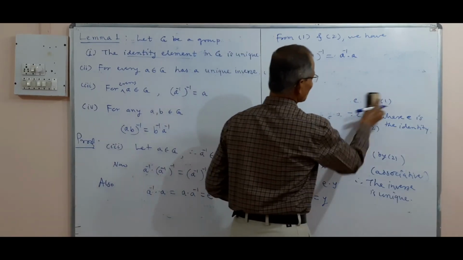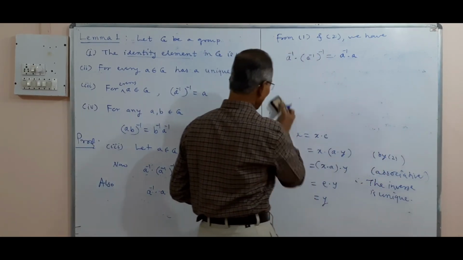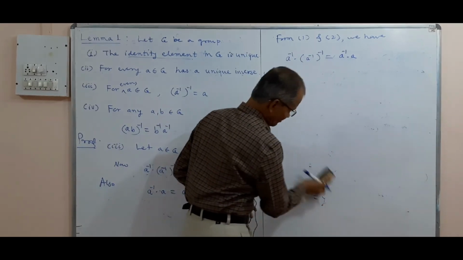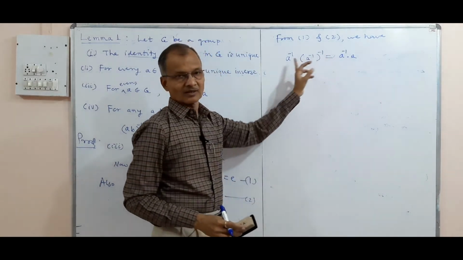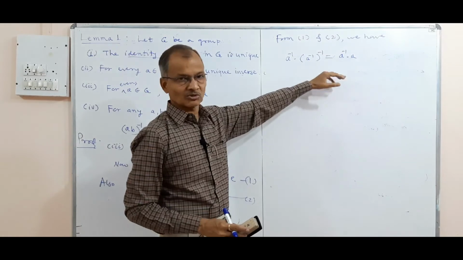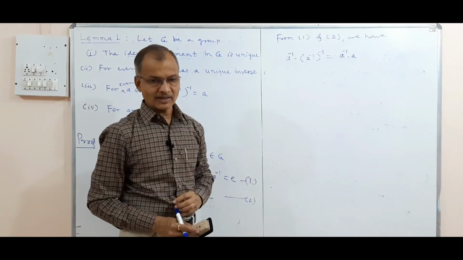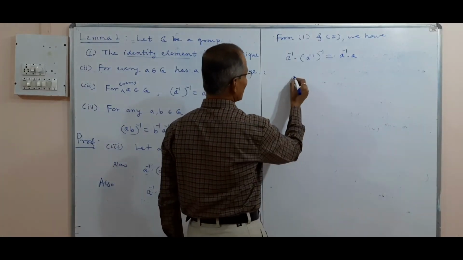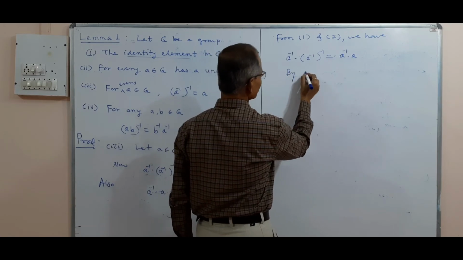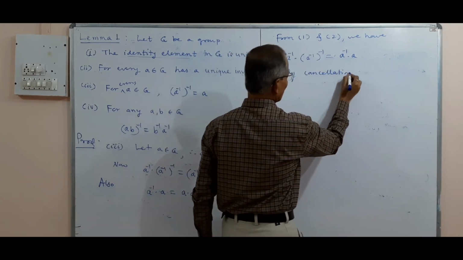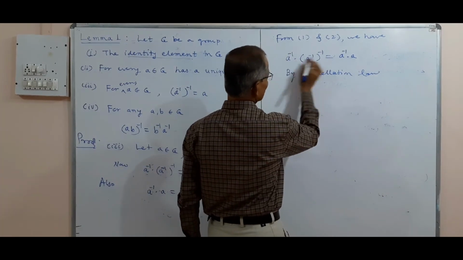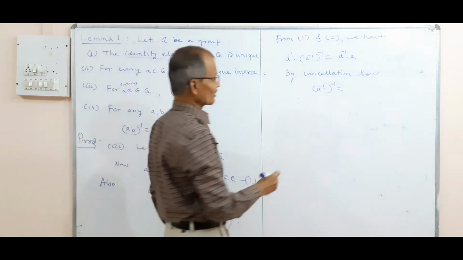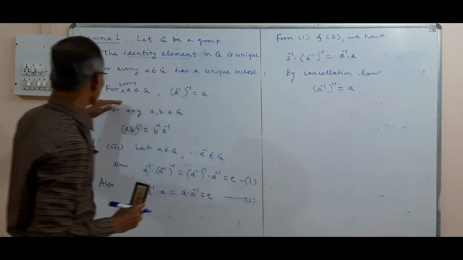And from this we can pre-multiply both sides by A. Or there is also the cancellation law. You may observe A inverse is the left factor on both sides. So that element can be cancelled. And we directly get inverse of A inverse is equal to A. So by cancellation law, this cancels, and inverse of A inverse is equal to A. So this proves the third.